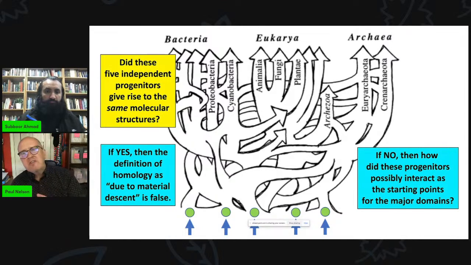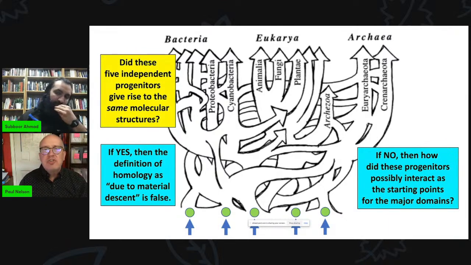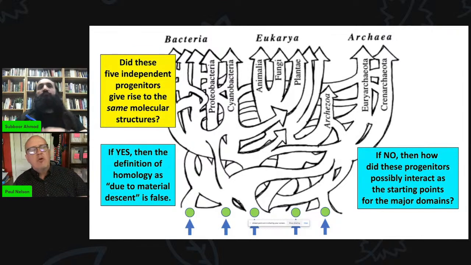Those independent settings are not giving rise to the same molecular structures, which makes it very hard indeed to see how they could possibly successfully interact as the story of the origin of the 3 domains goes forward. How could there be viable horizontal gene transfer, for instance, if the ribosome being produced, let's say, in submarine vent 5 is fundamentally incompatible as a molecular machine with the ribosome being produced at submarine vent 4 or 3 and so forth?